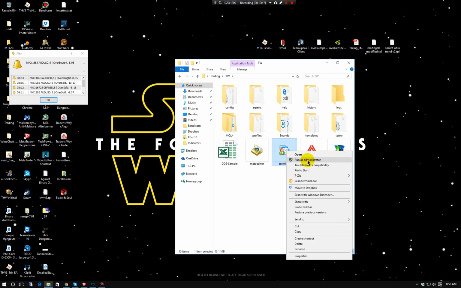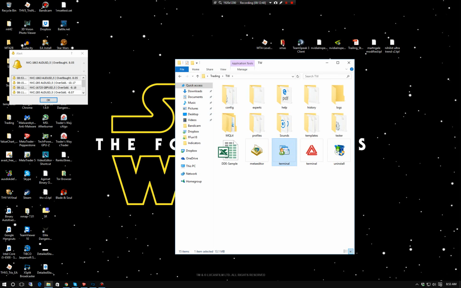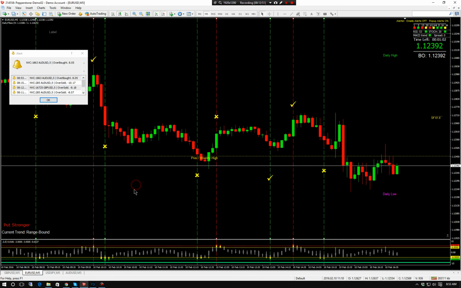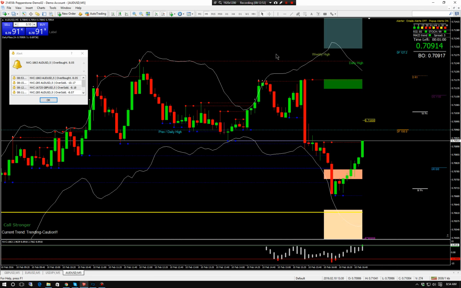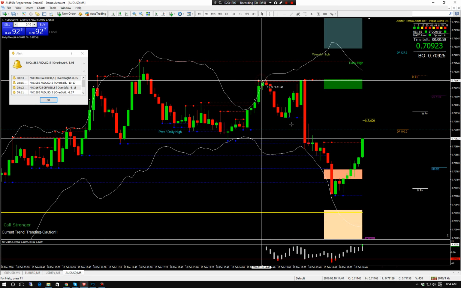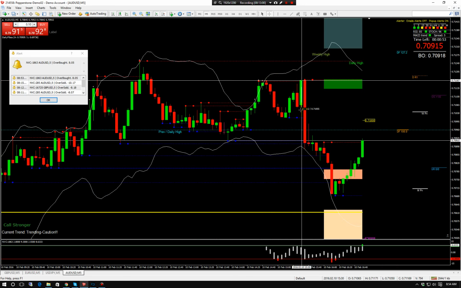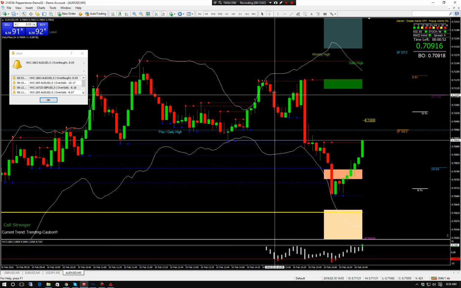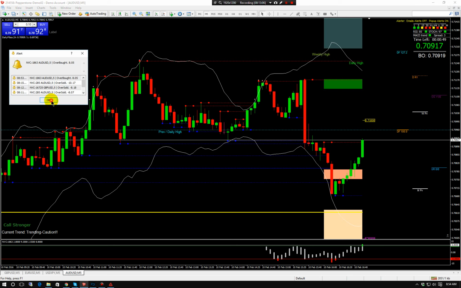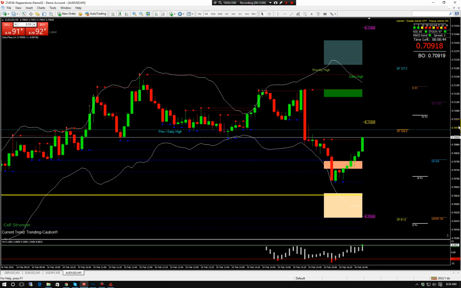AUD USD. While this is opening, we'll go look at that. AUD USD, same thing. Let's check real quick. What's our movement here? 29.5. So that's a little bit better. That's still a 10 pip candle. 8.4. These aren't as bad. They're a little bit more making sense.